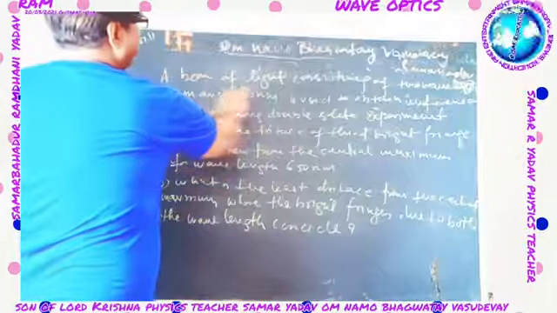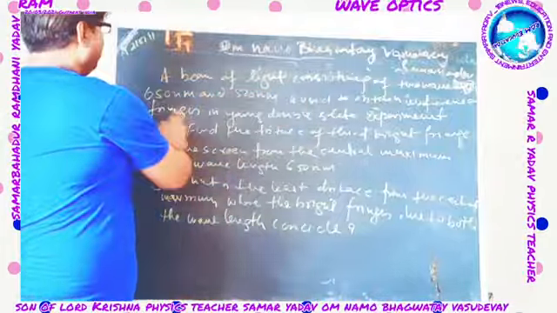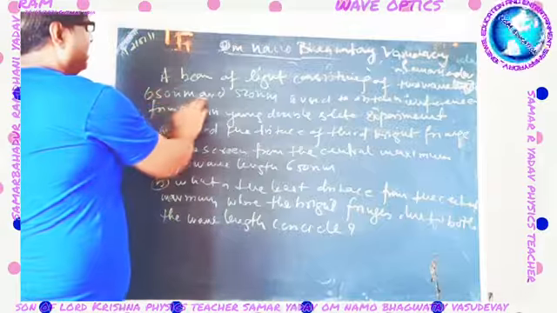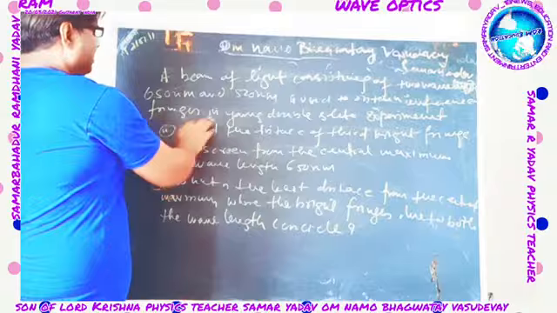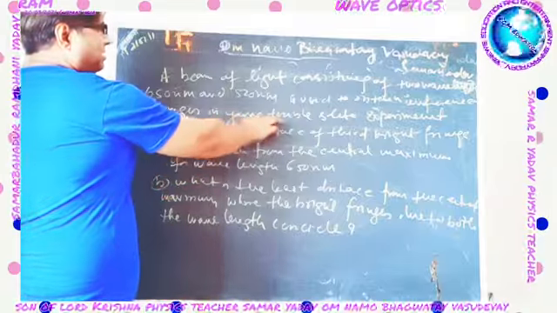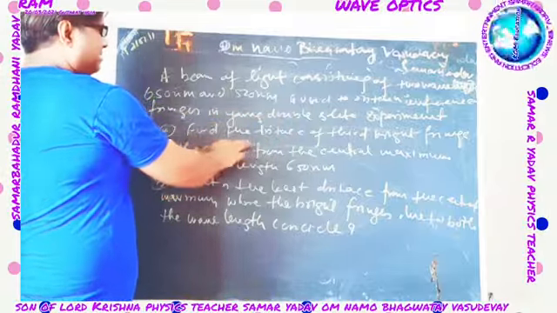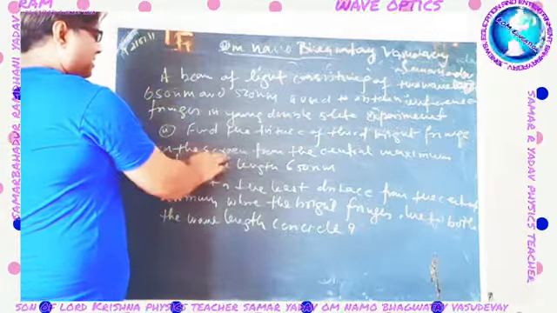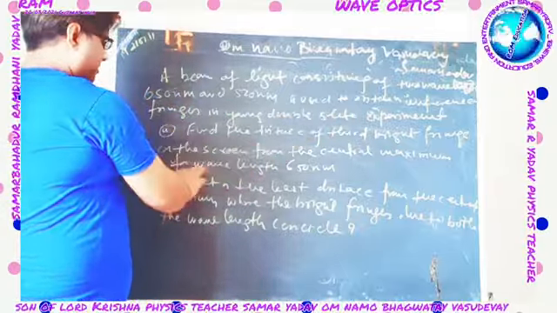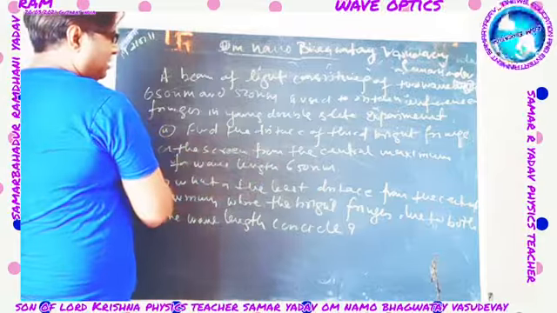A beam of light consisting of two wavelengths, 650 nanometer and 520 nanometer, is used to obtain the interference fringes in Young's double slit experiment. Find the distance of the third bright fringe on the screen from the central maximum for the wavelength of 650 nanometer.